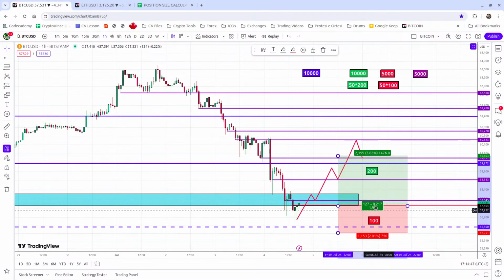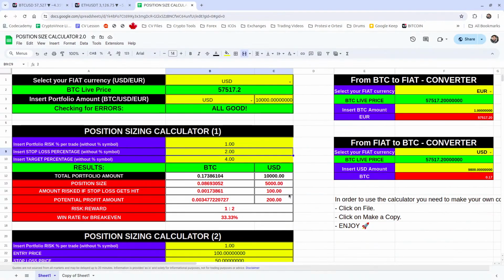Why is it 200? Because it's two rewards, right? Is it clear or is it confusing? If you guys are following. I hope it was easy to follow. I know it's too many informations. If you never seen a position size calculator, this might be confusing to you, but it's not as mad.